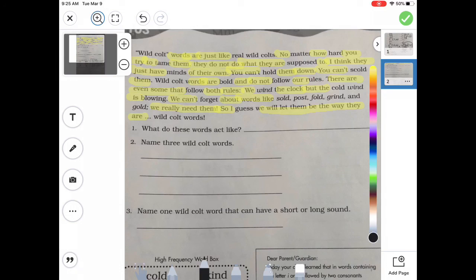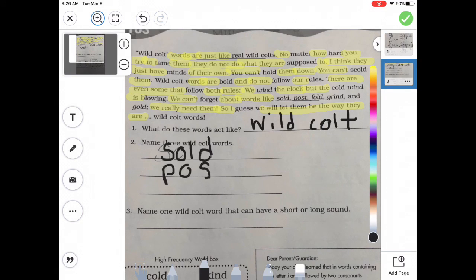Okay, so what do these words act like? Remember, it says right here, it says they are just like real wild colts. So I'm just going to write a wild colt, which is a wild young horse. Okay, name three wild colt words. So they give us some. You see it? We can name any of these. Sold, post, sold. It gives us a whole bunch for us to choose from. Hold on, sorry, I'm going to make that a little bolder. Sold, because it says old, post, and old. You can name a bunch of those words that they have for us.